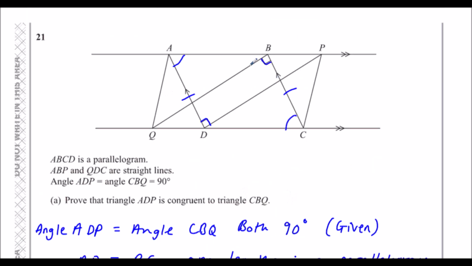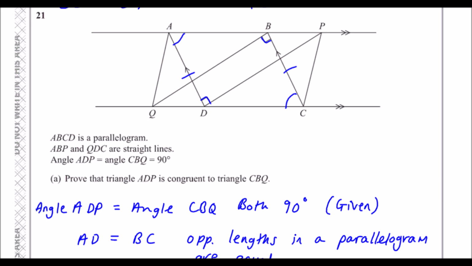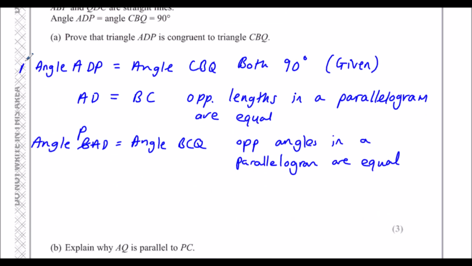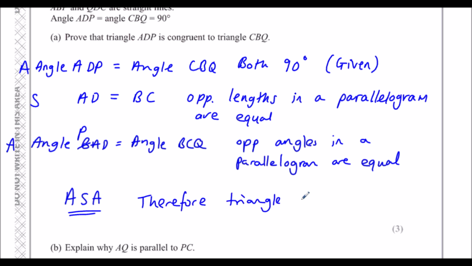So what do we have now? We've got an angle, a side, and an angle. And that's one of the rules for congruency. We can have side, side, side; side, angle, side; angle, side, angle; or right angle, hypotenuse, and another side. So we've got angle, side, angle. We've proved an angle, a side, an angle are equal in both. So angle, side, angle, ASA, therefore triangle ADP is congruent to triangle CBQ.